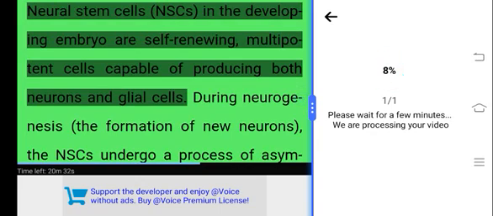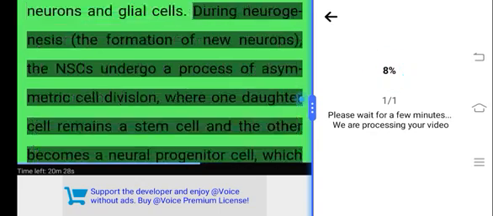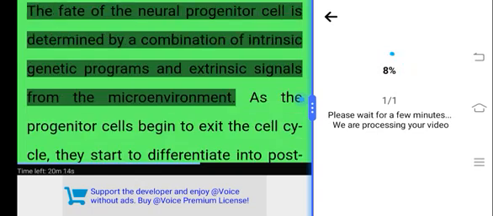Neural stem cells (NSCs) in the developing embryo are self-renewing, multipotent cells capable of producing both neurons and glial cells. During neurogenesis, the formation of new neurons, the NSCs undergo a process of asymmetric cell division, where one daughter cell remains a stem cell and the other becomes a neural progenitor cell, which is committed to differentiating into a specific type of neural cell. The fate of the neural progenitor cell is determined by a combination of intrinsic genetic programs and extrinsic signals from the microenvironment.